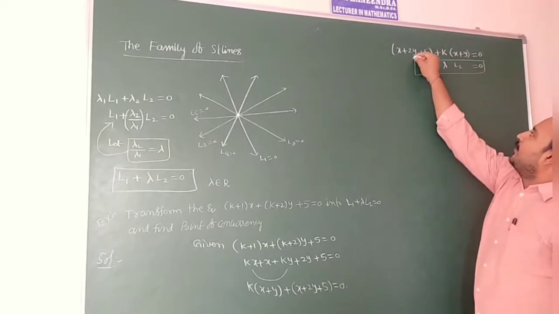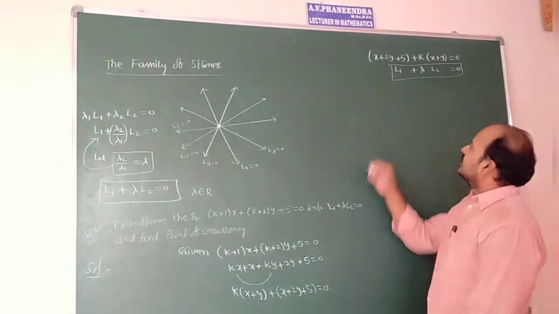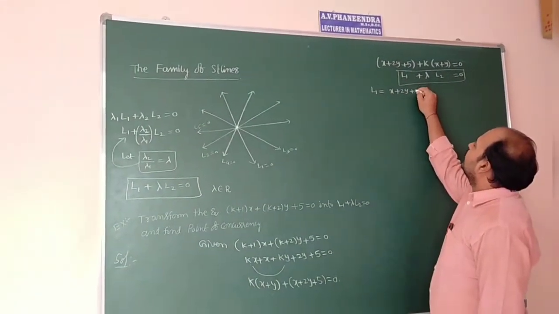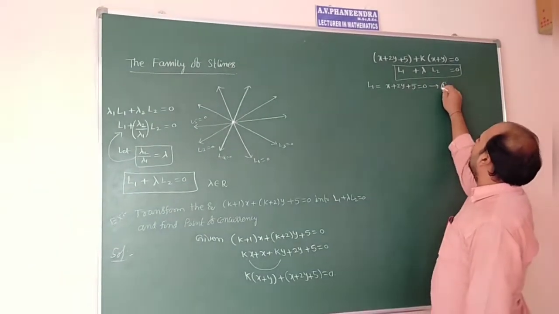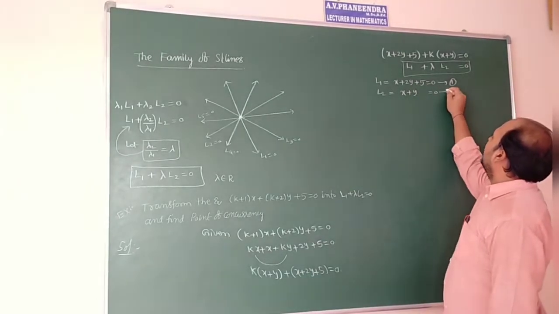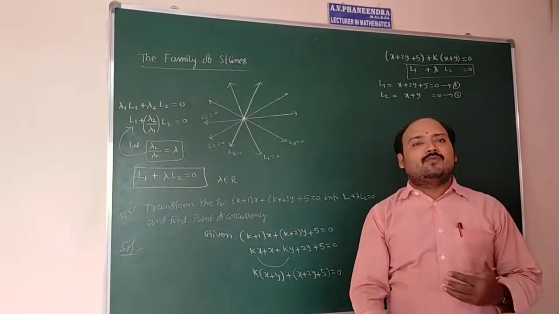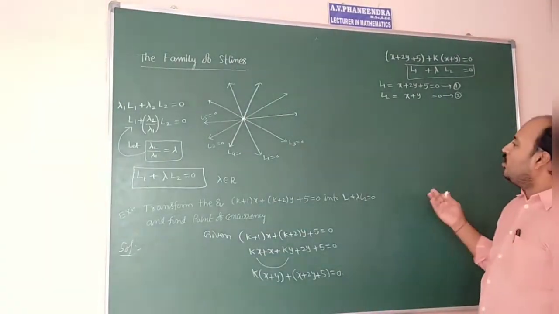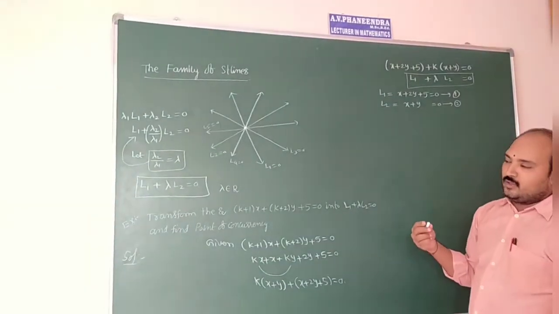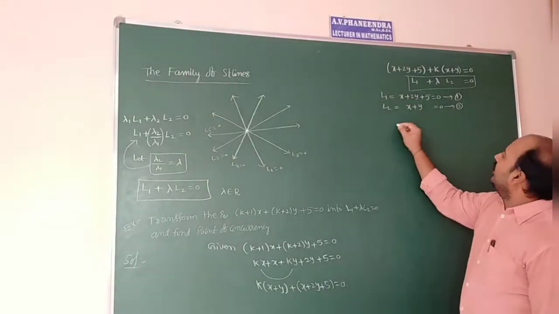Whenever the given line is in this form, it represents a family of straight lines, where L1 is equal to x plus 2y plus 5 equal to 0, equation number 1, and L2 equal to x plus y is equal to 0. If we solve these two equations, by either cross multiplication or elimination method, we get the point of concurrency. I am going to apply the elimination method, solving for x and y.